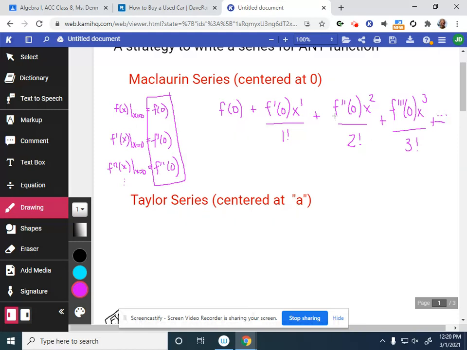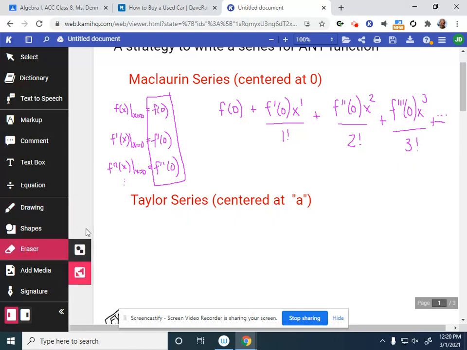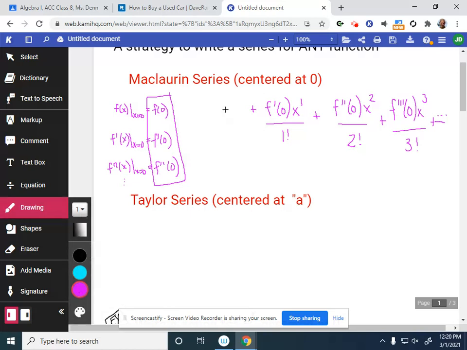That's it. This first term might look weird. It might look like the rest of the terms are different, but it's not. This first term is really just f of 0 times x to the 0 over 0 factorial. It's just that 0 factorial is equal to 1, and x to the 0 is just 1.